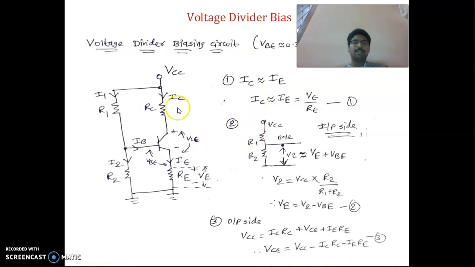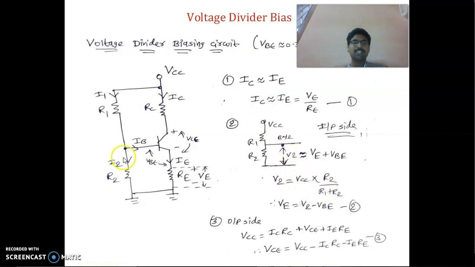To calculate the VE value, apply the KVL for the input side. Observe that this VCC is applied to R1 and R2. What is the voltage across R2? It is obtained directly by the voltage divider rule. The voltage across R2, that is V2, is equal to VCC into R2 by R1 plus R2.